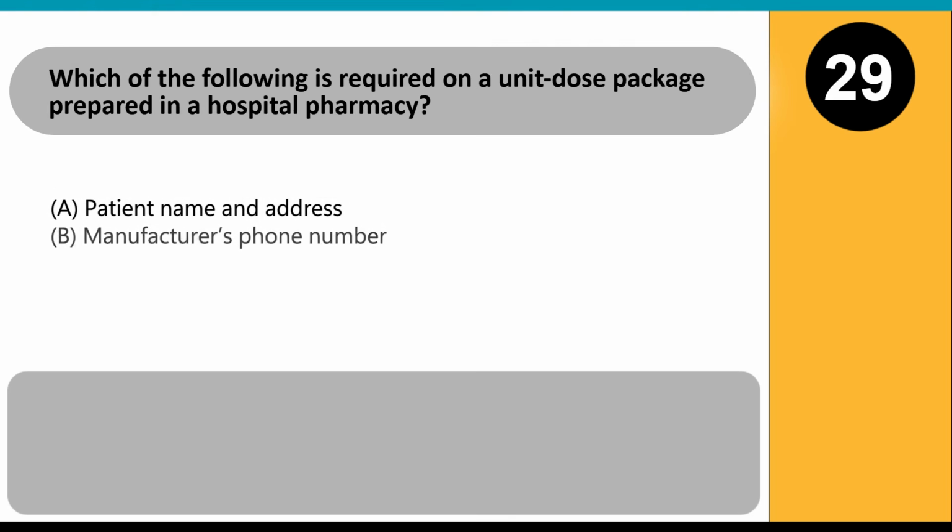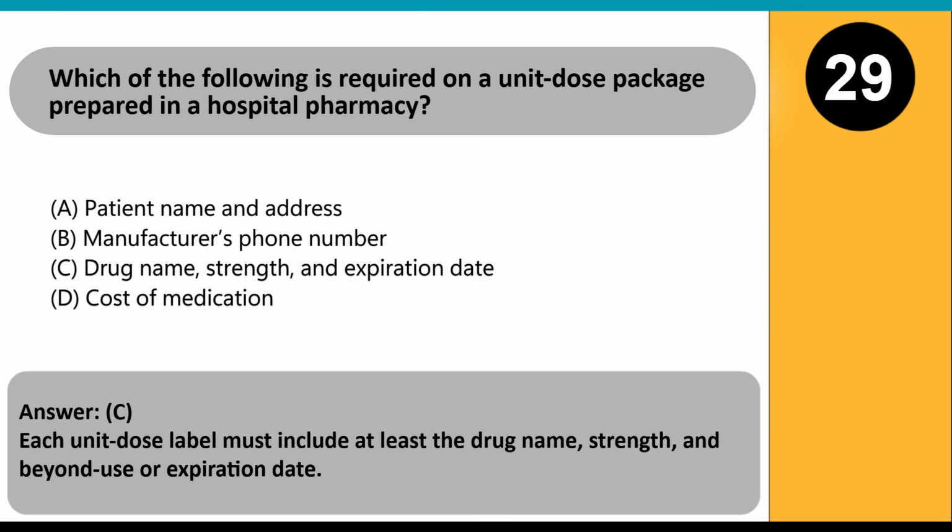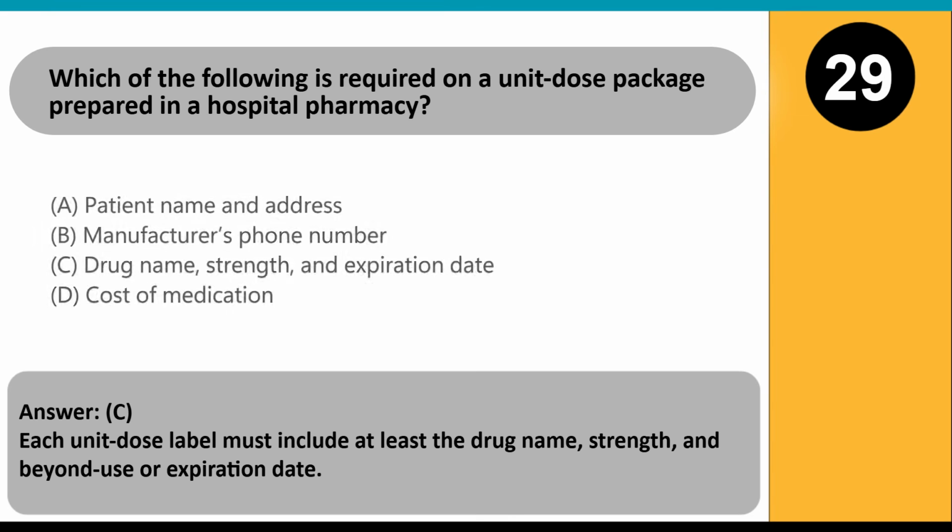Which of the following is required on a unit dose package prepared in a hospital pharmacy? A. Patient name and address. B. Manufacturer's phone number. C. Drug name, strength, and expiration date. D. Cost of medication. Answer C. Each unit dose label must include at least the drug name, strength, and beyond use or expiration date.